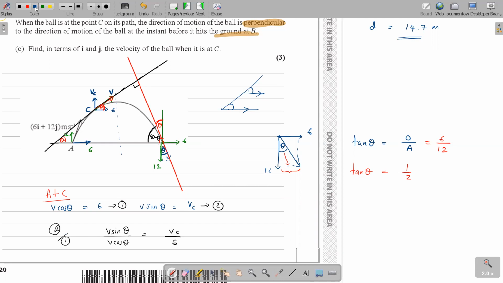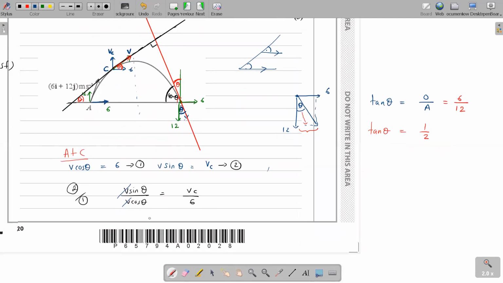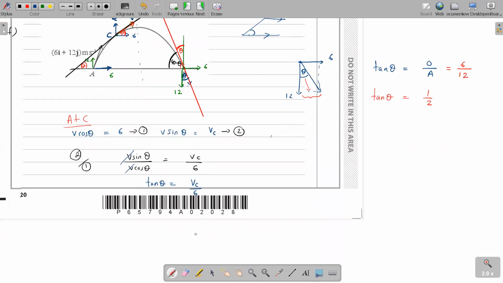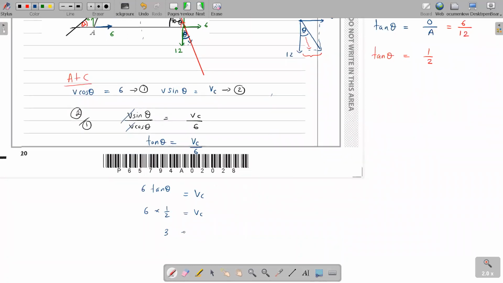So what do you see happening here? V to V cancels. Sin over cos is actually tan, isn't it? So tan theta equals VC over 6. So you end up getting VC equals 6 tan theta. Tan theta is half, so 6 times half, your vertical component of velocity is 3. Can you all see it?